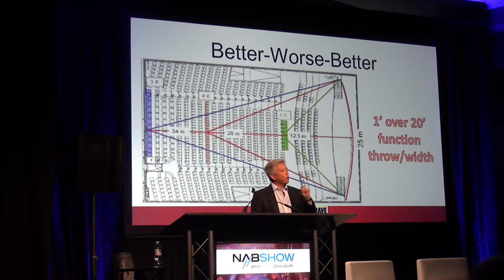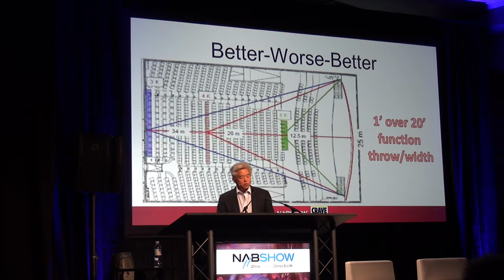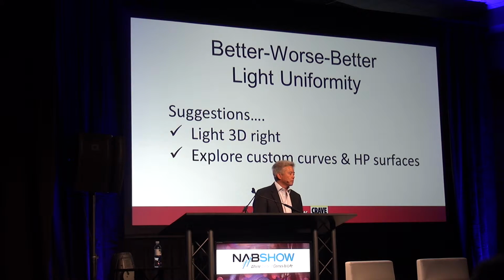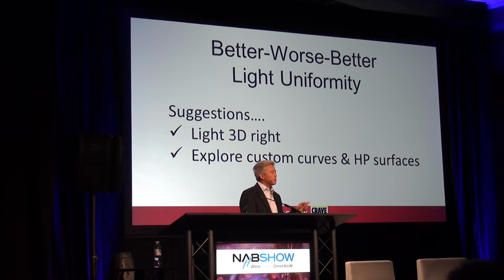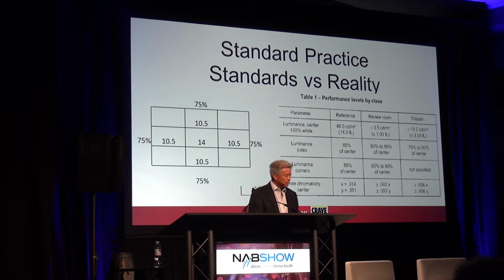So people think that when they have a curve, and they ask for that 5% curve, they're getting a standard curve across all their auditoriums. Not true. It's really a function of throw. The closer you are, the curve should be changing based on your auditorium. So, for better or worse, let's get 3D light right, explore custom curves and some of the high-performance surfaces that Michael had shown and talked about earlier.